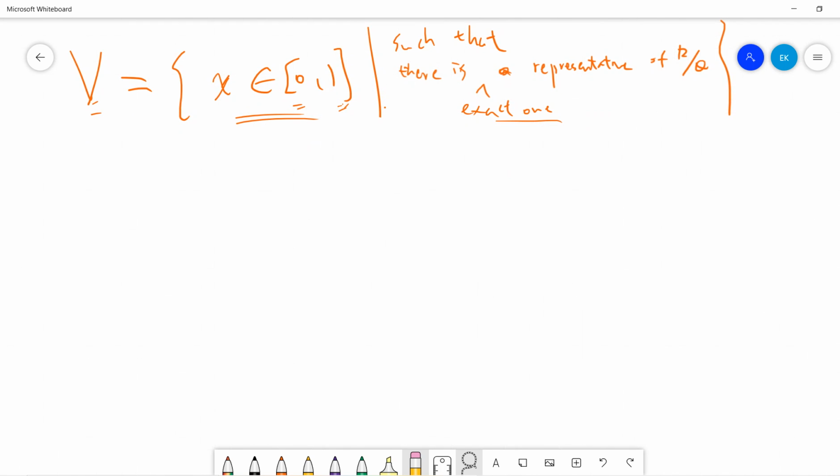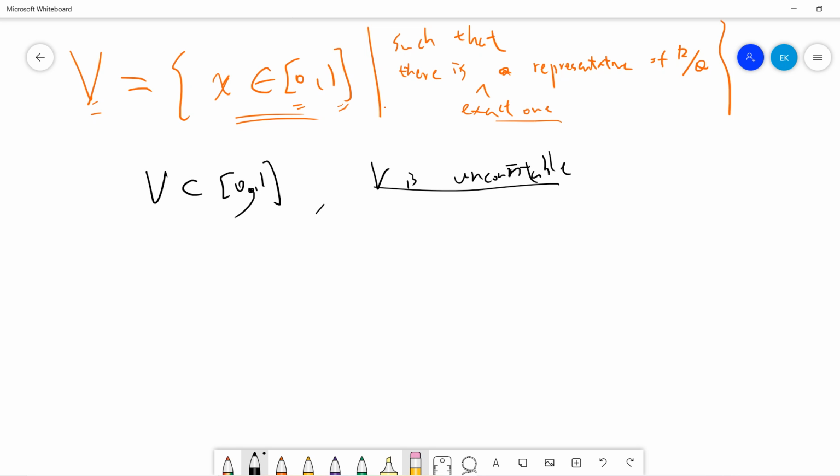The first thing is that V is a subset of 0 to 1 by construction, and also V is uncountable. This is obvious because there are infinitely many irrational numbers, so V is uncountable. That's the first part. The second is that I will prove V is not measurable.